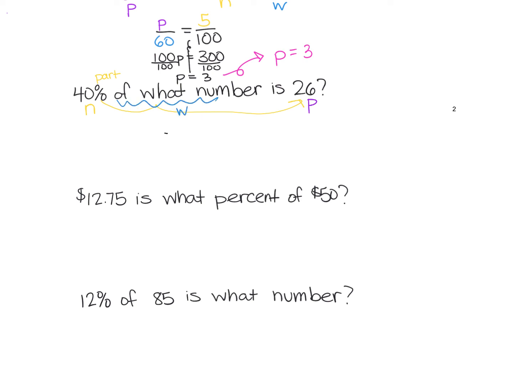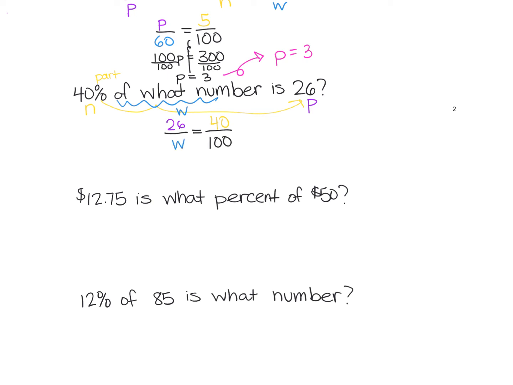I am going to start with putting in my proportion skeleton with my 100 right there, and then I'm going to put my percent in first. So I know that 40 goes here. Note that I can drop the percent sign once I put it over 100. My part is 26, and my whole is what we're looking for.